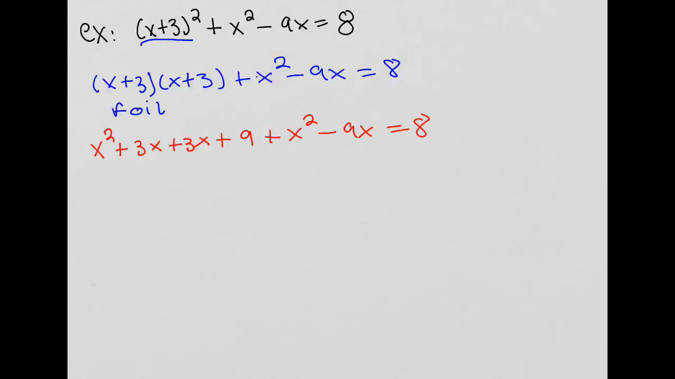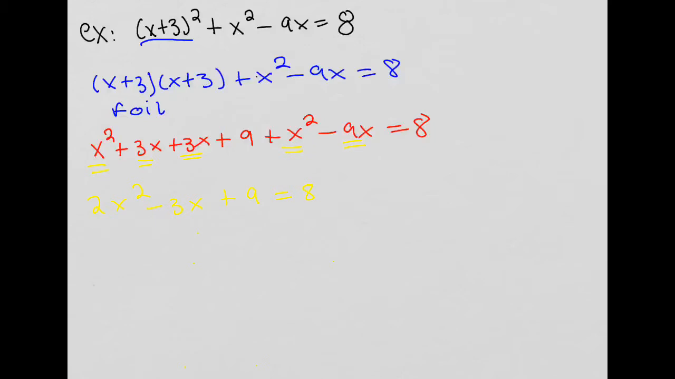Okay, now I'm going to go ahead and combine like terms. This is a like term. This is a like term. Like term, like term, like term. So x squared plus x squared gives me 2x squared. 3x plus 3x is 6x. Minus 9x is negative 3x. And then I'm just going to bring down the 9.